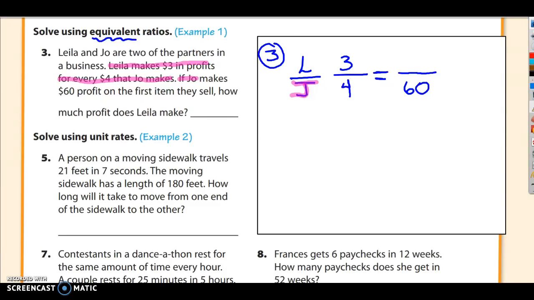The rest of the question says, how much profit does Layla make? I'm going to go back here and I'm going to analyze this problem. I'm going to do the same thing I did in numbers 1 and 2. I'm going to ask myself, how do I get from 4 to 60? And it's 4 times 15. And so if I have to do 4 times 15, I have to do 3 times 15. 3 times 15 is 45. The answer is $45.